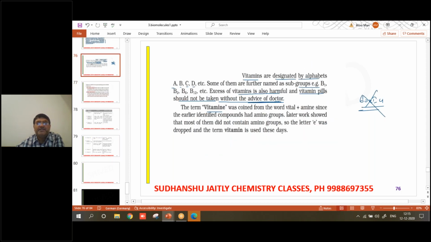Anyway, the term vitamin was coined from the words vital plus amine, since the earlier identified compound had an amino group. Later work showed that most of them do not contain amino, so the letter E was dropped and nowadays vitamin is used. Earlier it was amine, now the E has been dropped, just to differentiate it.